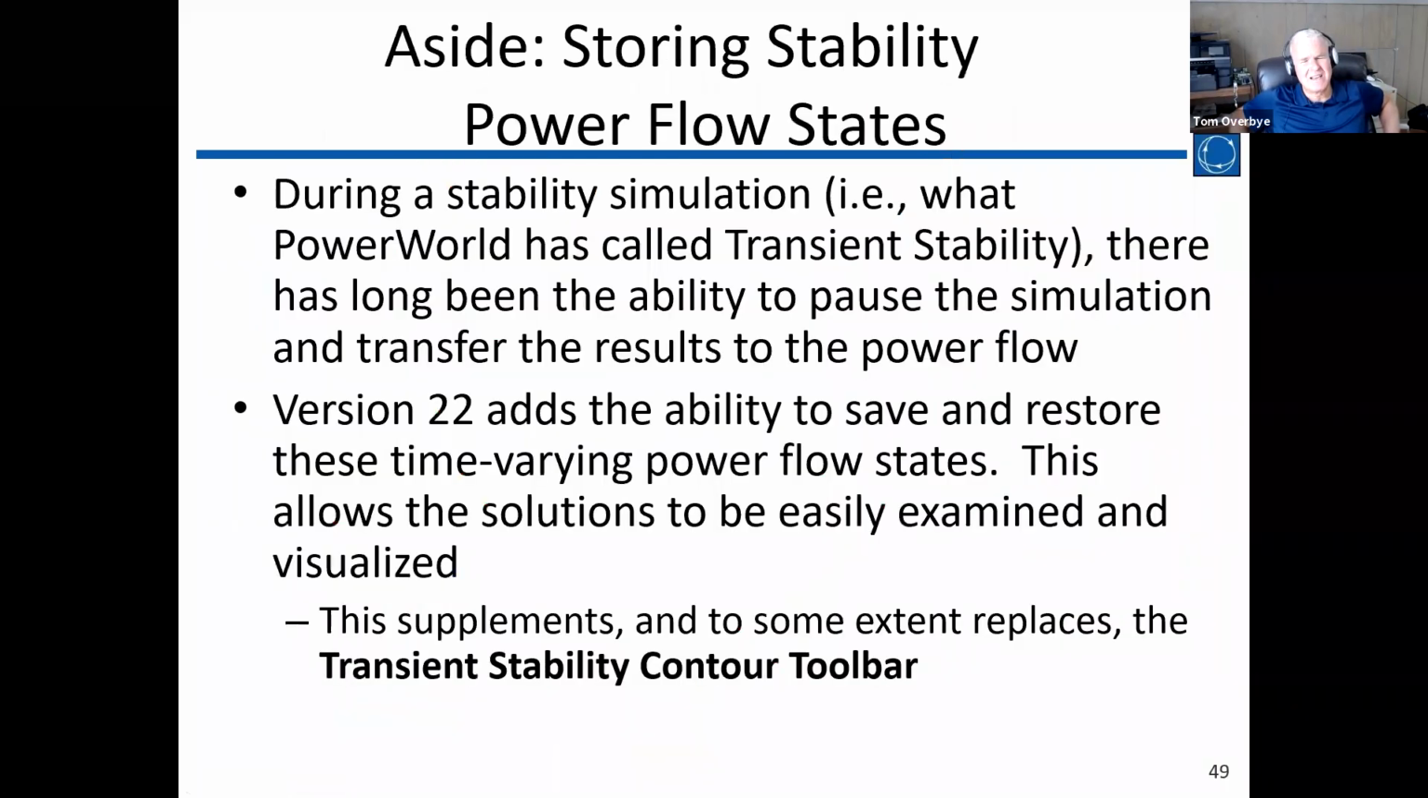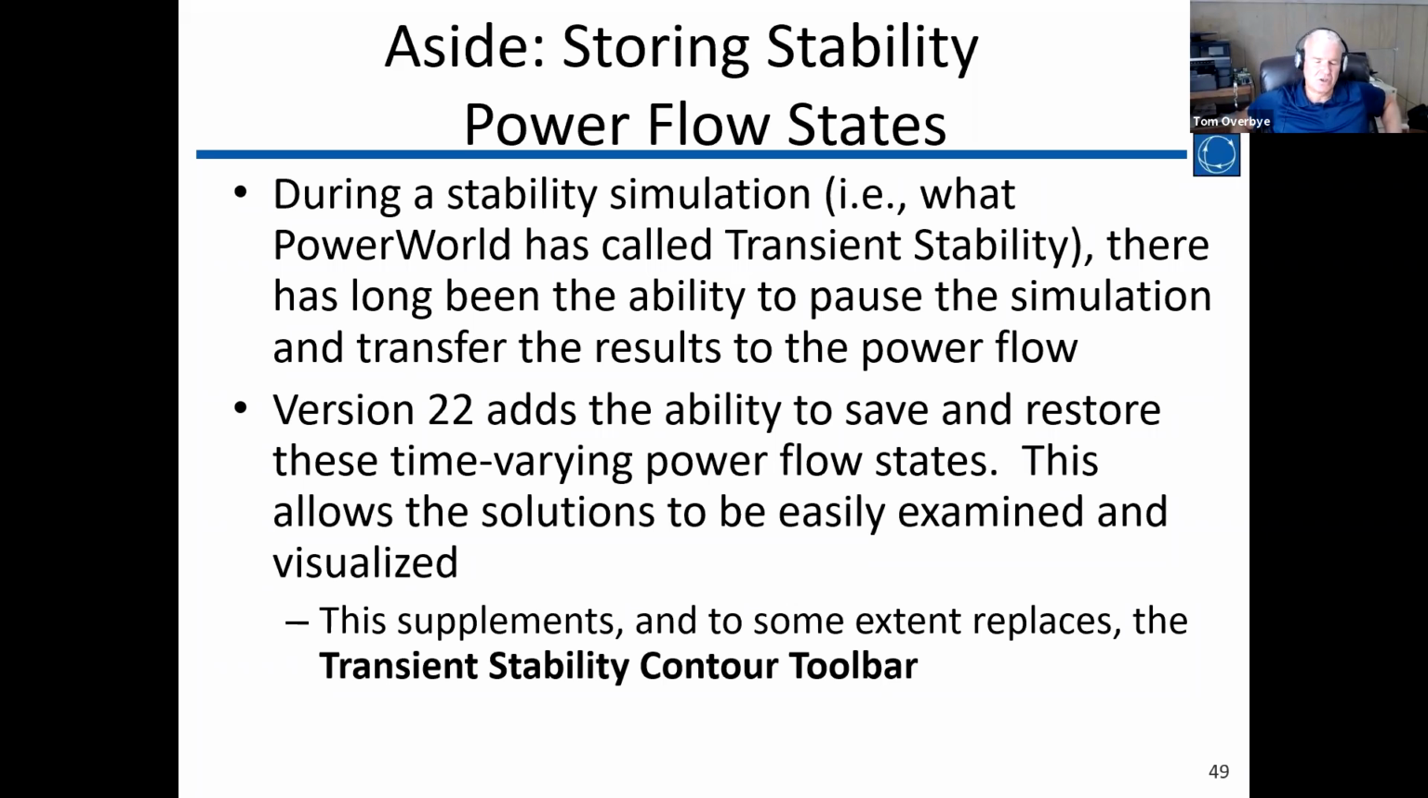The quick aside is something that is new with PowerWorld version 22, and that is the ability to store power flow states during a stability run. In PowerWorld, we have long had the ability that if you're doing a stability study at transient stability, and you want to pause at a particular time, you can pause it, and then you can transfer the results over to the power flow, and you can visualize the results. In doing this, we go into the stability result, pick out some fields, and transfer them over into the power flow. So we're just copying fields.